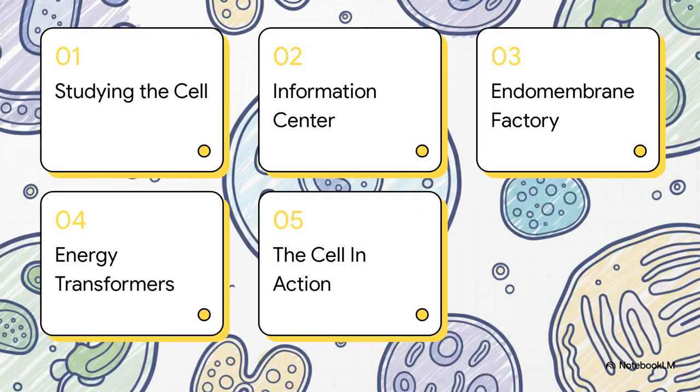Here's a quick look at our syllabus for today's masterclass. We'll start with studying the fundamental unit, move into the Eukaryotic Information Center, tour the endomembrane factory, check out the cellular energy transformers, and finally, look at the cell in action.